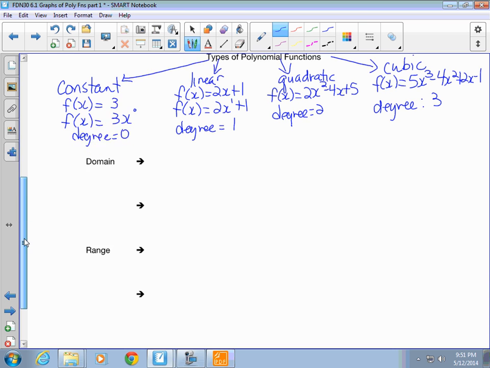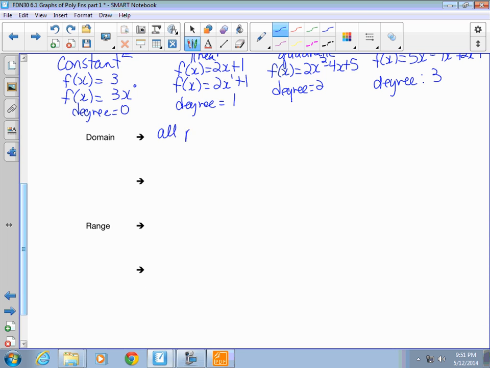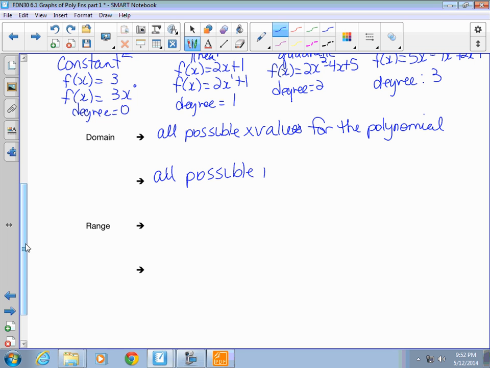Your domain has never changed. It's all possible x values for the polynomial. Another way of thinking of it is all possible input values. So an example could be domain: set of values for x such that x is an element of real numbers.